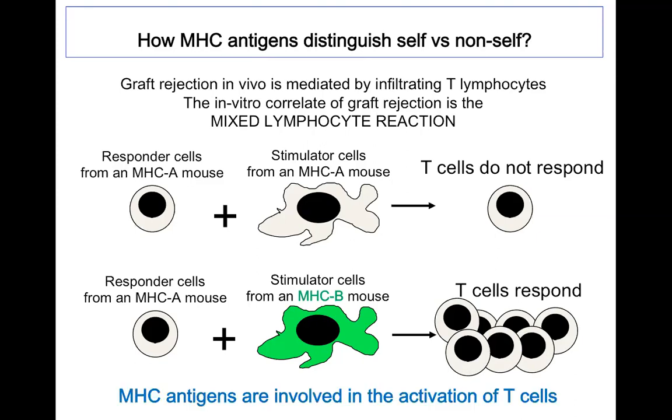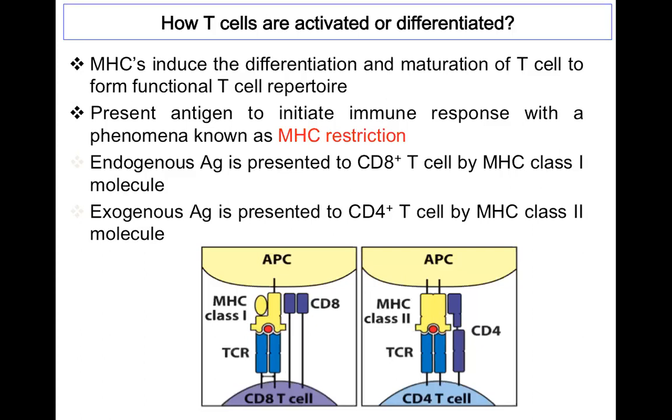So here we can simply say that MHC antigens are involved in the activation of T cells. But how T cells are activated or differentiated is another interesting story which we will discuss in our next few lectures. MHC induces the differentiation and maturation of T cells to form functional T cell progeny and presents antigens to initiate the immune response, a phenomenon known as MHC restriction. We are going to talk in another lecture about the detail of the term MHC restriction.